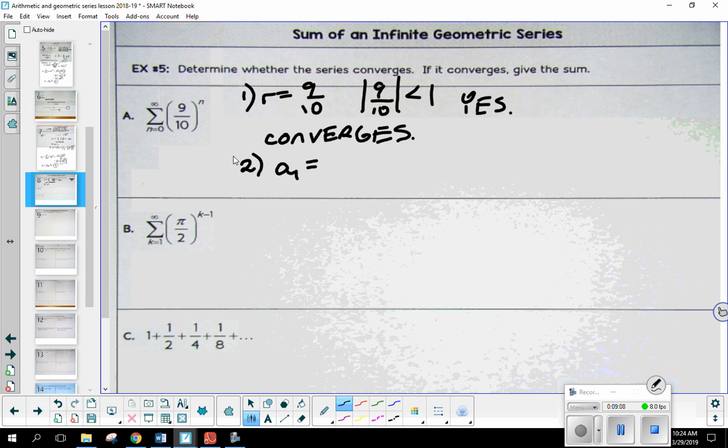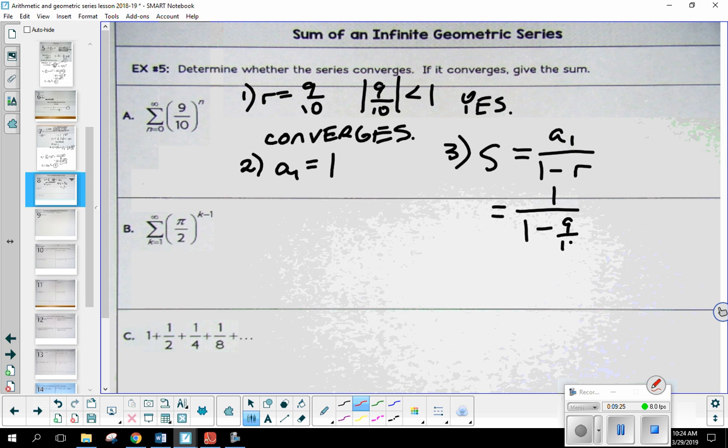It is 1, 9/10 to the 0 power. It is 1. All right, so let's find out what that sum is. So it's the first term divided by 1 minus r. Okay, well, the first term is 1 divided by 1 minus the common ratio, so 1 minus the 9/10.